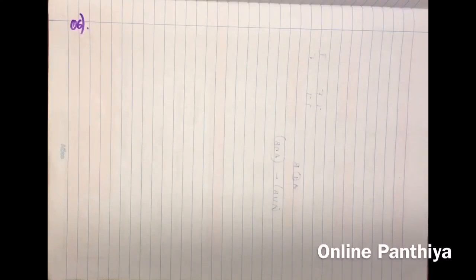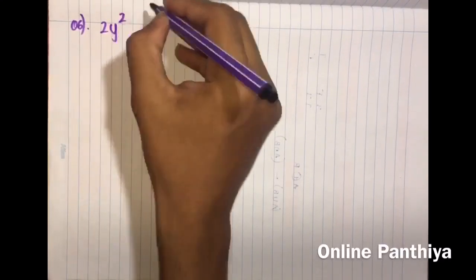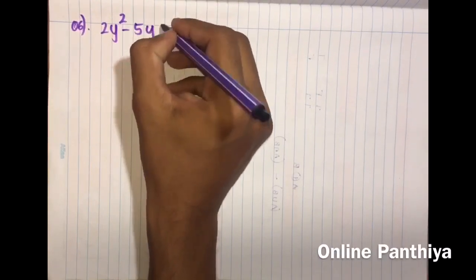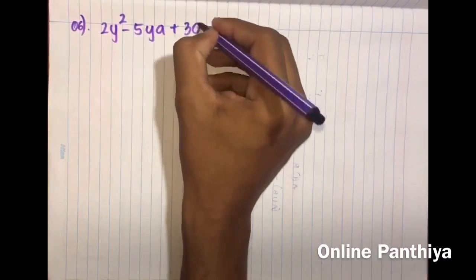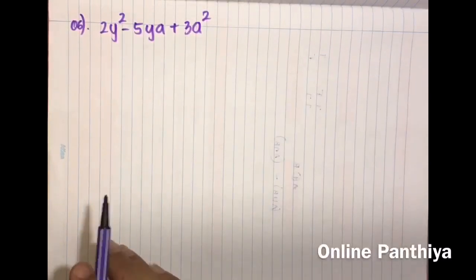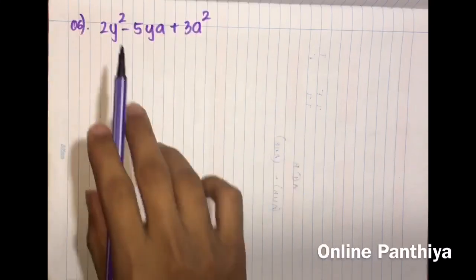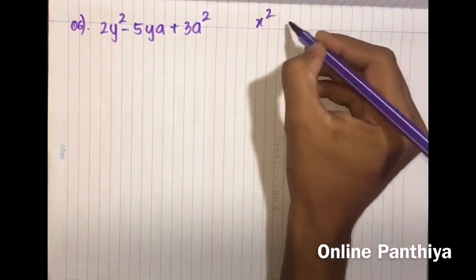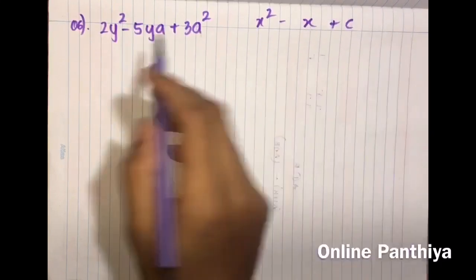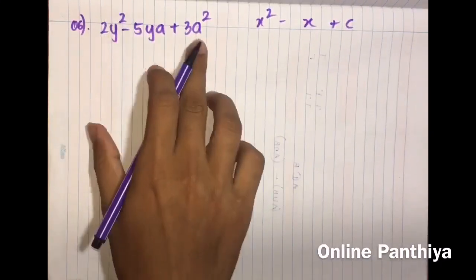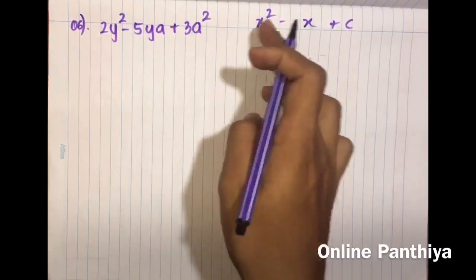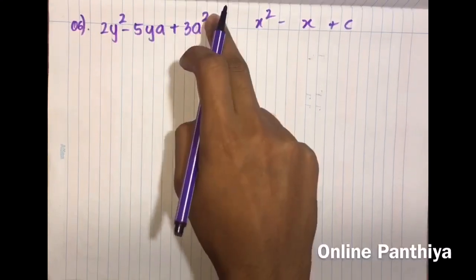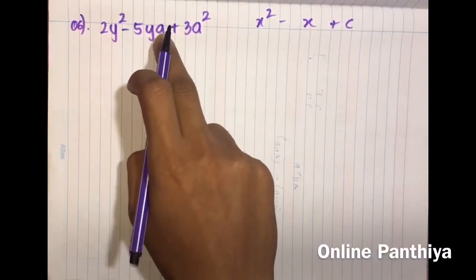The sixth example, 2y squared minus 5ya plus 3a squared. Now this is like the example we did. Instead of x squared, x term, and then the constant, you can consider y squared. Even you can interchange and take a squared as our x term, no harm, because you have an a squared here and the middle term has an x here.